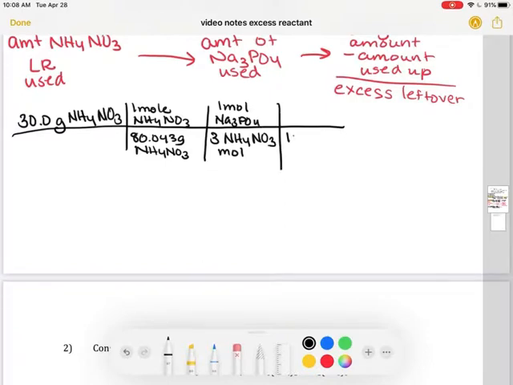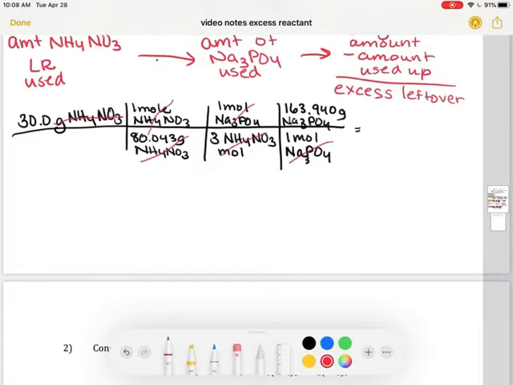Sorry, did I say ammonium phosphate? I meant sodium phosphate. For every 1 mole of sodium phosphate, remember this is how we find out how many grams of sodium phosphate were actually used up. We have 163.940 grams of sodium phosphate, Na3PO4. So grams cancels out, moles cancels out. We're going to put in our mole ratio.